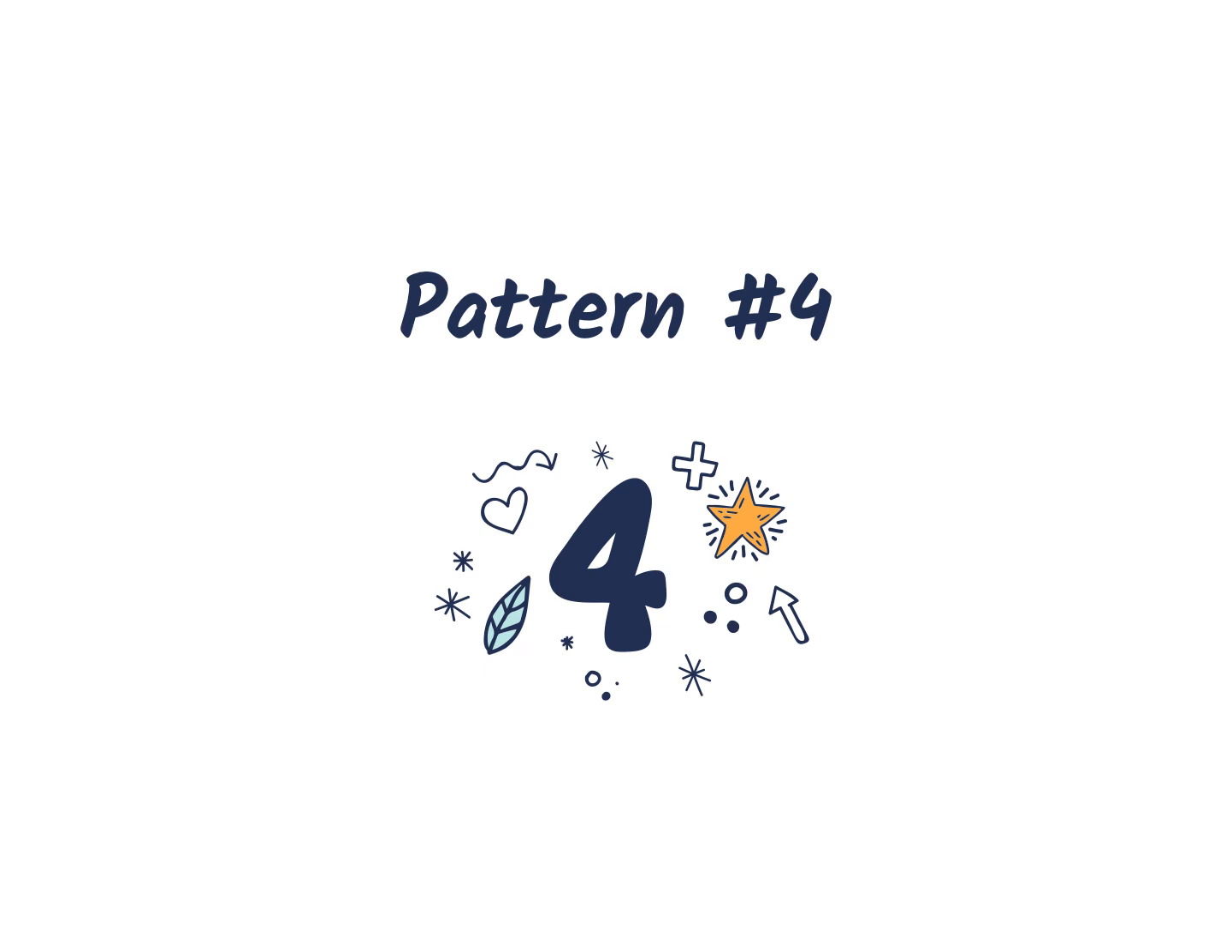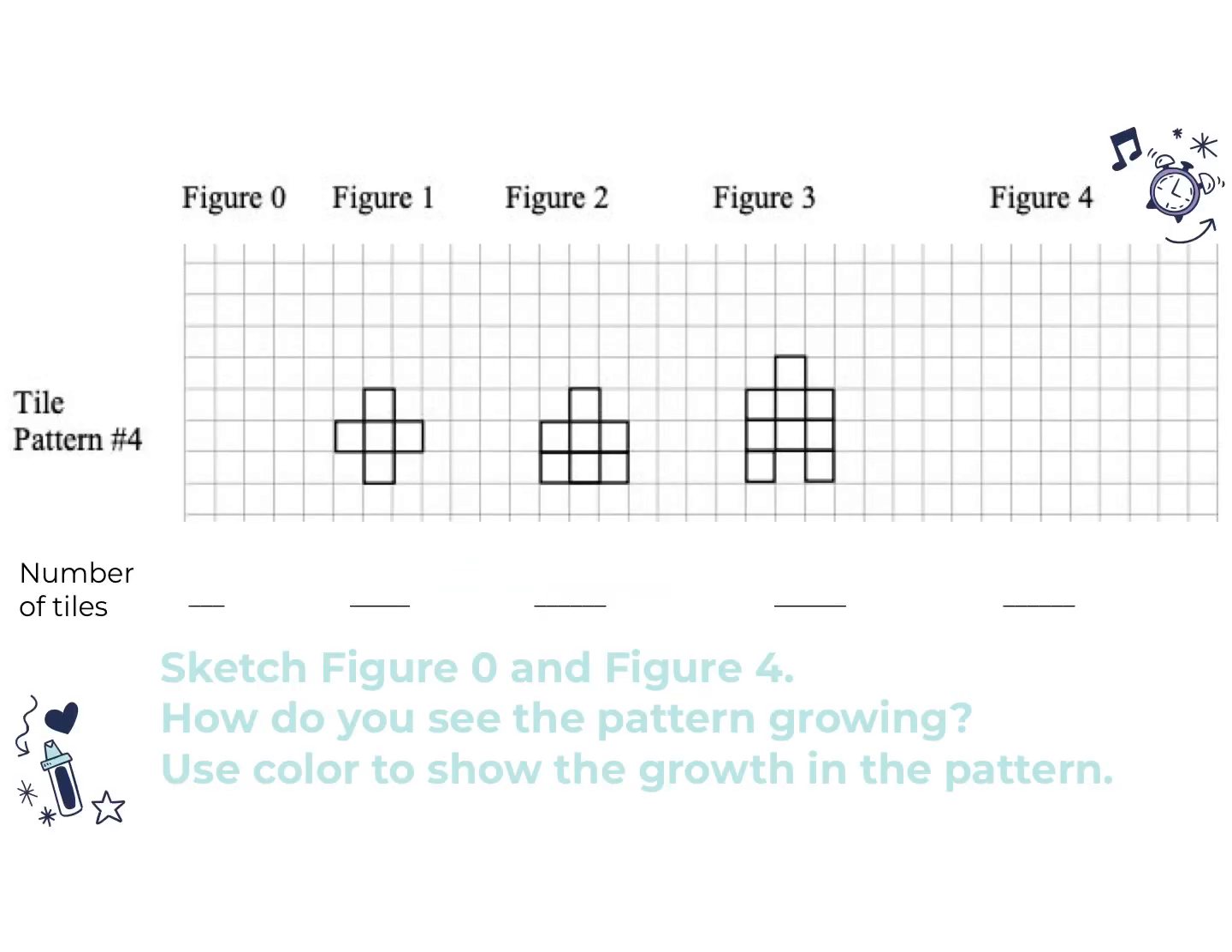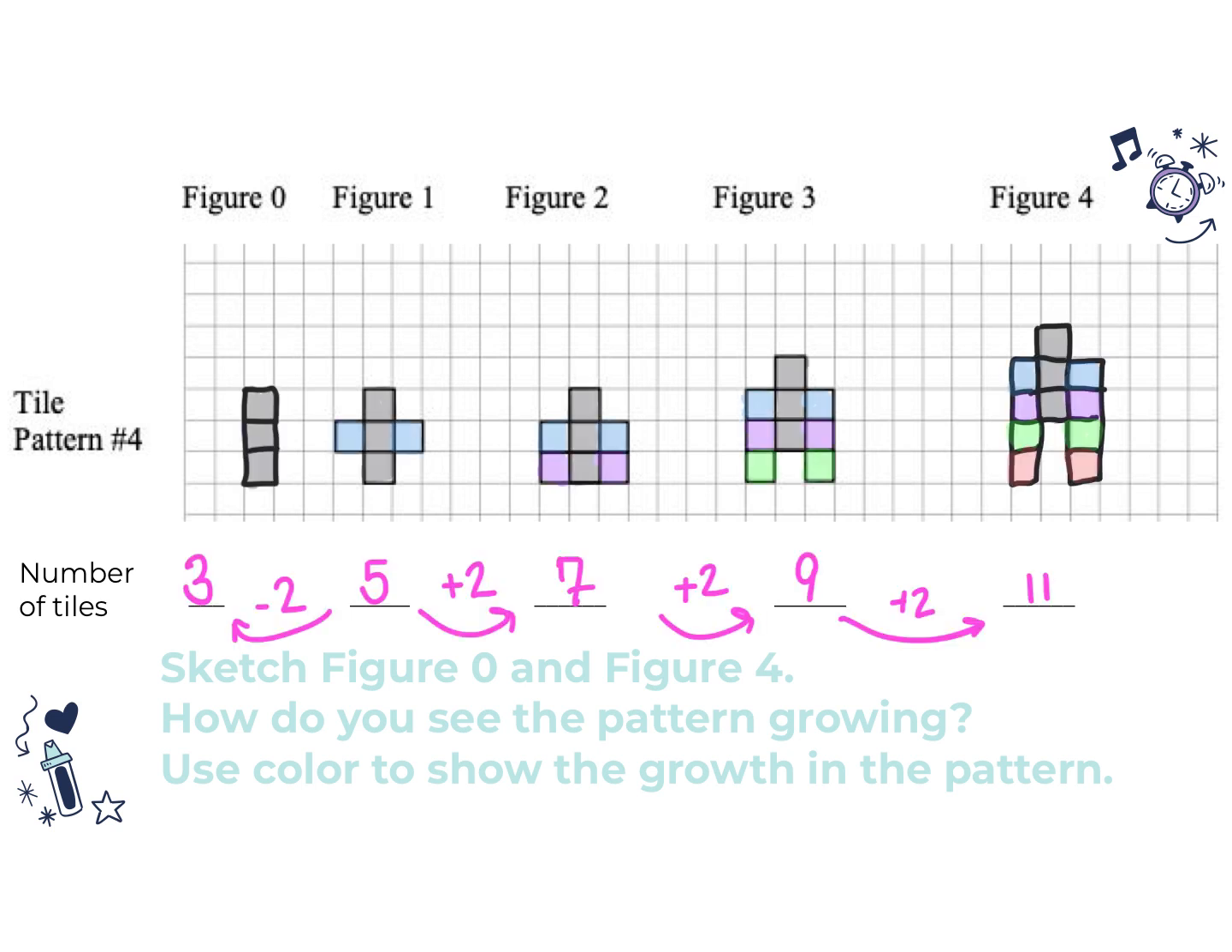Pattern 4. All right, same process. Find a hypothesis, test the hypothesis, draw, color, label, come back when you're done. Okay, welcome back. How did you do? So as you can see, I started with figure 1. I counted up my tiles. I got 5.